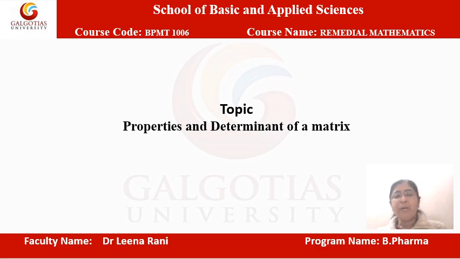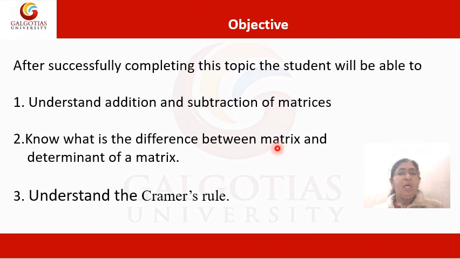Topic is properties and determinant of a matrix. After successfully completing this topic, students will be able to understand addition and subtraction of matrices, know the difference between a matrix and the determinant of a matrix, and understand Cramer's rule.